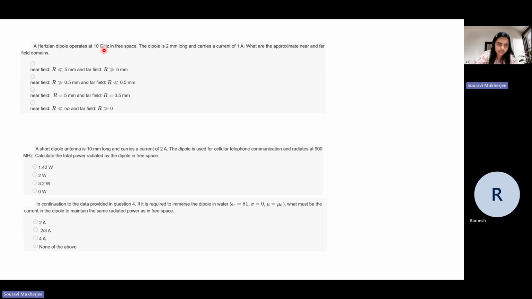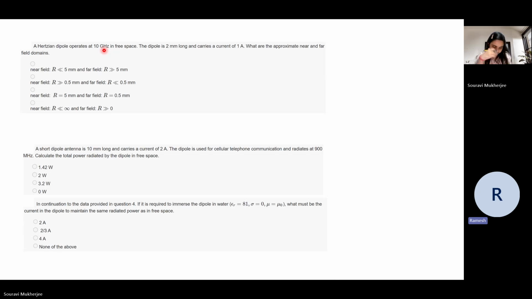3 into 10 to the power 8 divided by 10 to the power 10. So that means 3, right? Meter. So that is like 30 mm. Am I doing anything wrong? No, right? And then if we substitute in the 2d square by lambda, it is not matching. First, what is the wavelength that you're getting?